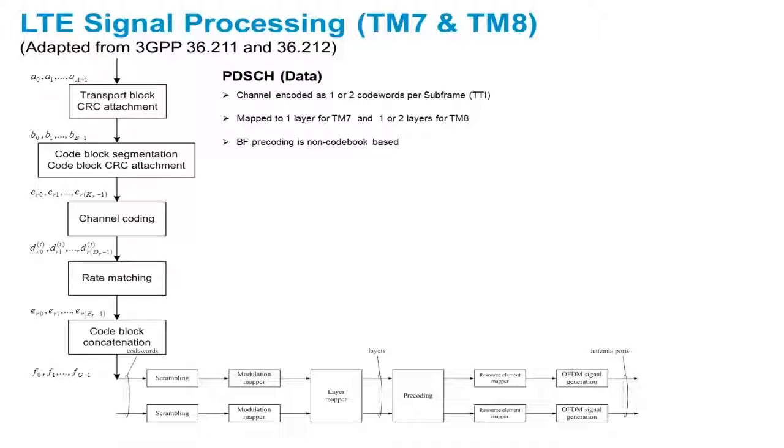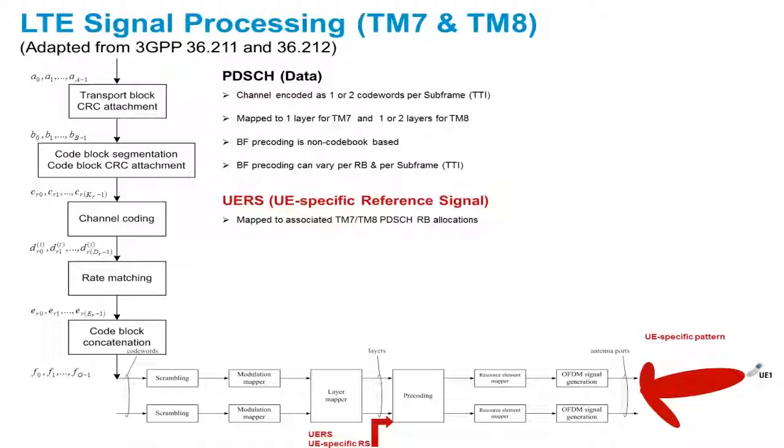This is based on UE feedback and can also be derived from direct measurement of the uplink sounding reference signal. Also note that beamforming precoding can be dynamic and vary on a per subframe and resource block basis to adapt to changing channel conditions. For demodulation purposes, transmission modes 7 and 8 include the mapping of UE-specific reference signal within each PDSCH resource block. It is important to note that the UE reference signals undergo the same beamforming precoding as per the associated PDSCH data. This concept is illustrated on the processing diagram.